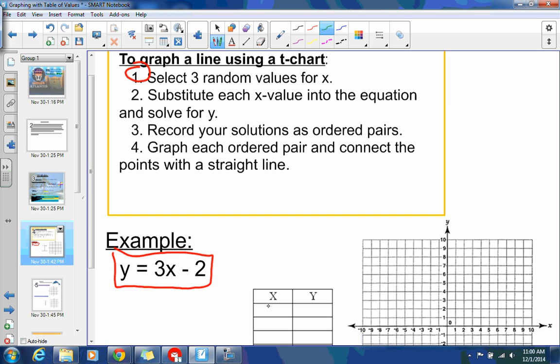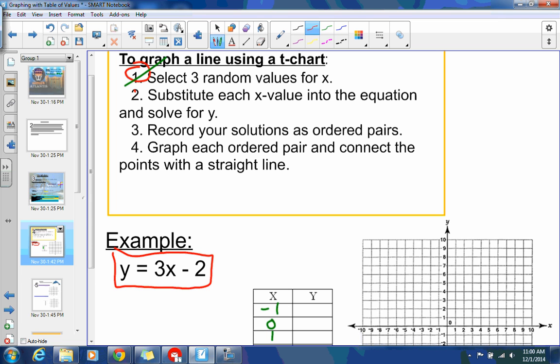So we're going to do -1, 0, and 1. Now 0 is something you should always use because 0 is usually the easiest one to solve for. You plug in 0, it just cancels things out. So always use 0 because that's the easy one, and then a couple smaller ones. So select 3 random values for x. Check, we selected those.